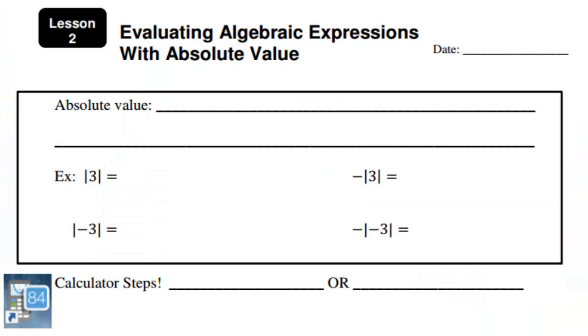Okay, welcome back. This is lesson 2, evaluating algebraic expressions with absolute value. Please be sure you write today's date on your paper. All right, so the definition of absolute value. The absolute value of a number basically represents the distance that value is from 0. So if you think about all the numbers on a number line, the absolute value is the distance that number is from 0.